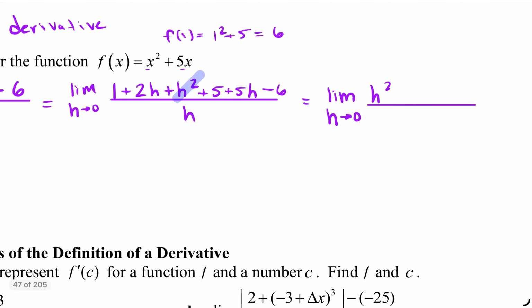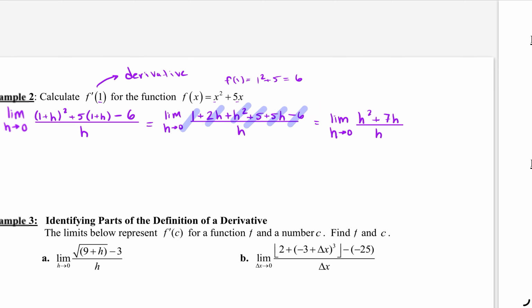Okay, then I've got my h's. So I see 2h and 5h. That'll make 7h. Okay, and then I've got my constants. So 1 plus 5 is 6. 6 minus 6. Oh, that actually makes 0. That cancels out. Okay, so I got then h on the bottom. Okay, and now you can start seeing some things coming together, right?